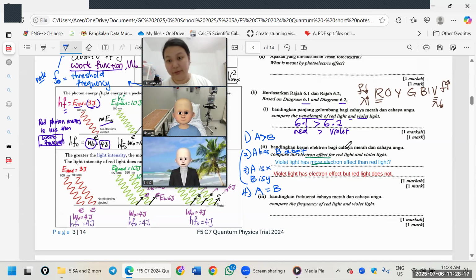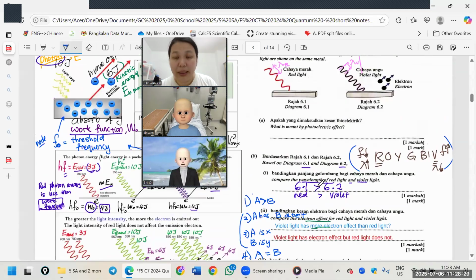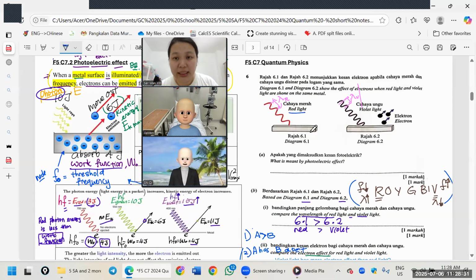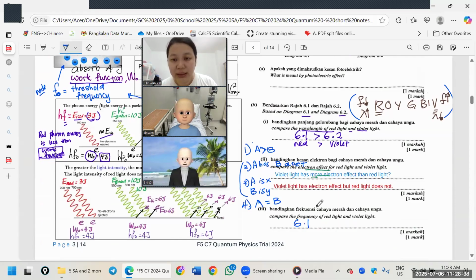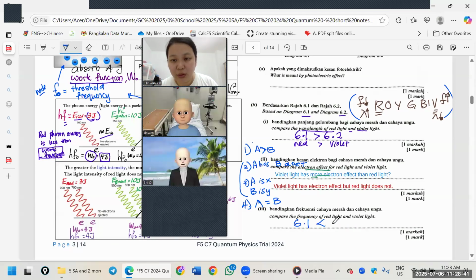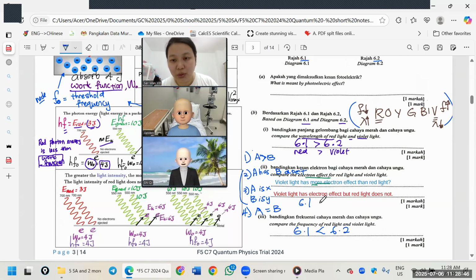Okay, now compare the frequency of red light and violet light. That's why you need to memorize this. So we say 6.1, 6.2. By the way, since they give red in 6.1 and violet in 6.2, you can use red and violet too. But the frequency, of course, 6.1 is lesser than 6.2. So we say 6.1 has, while 6.2 doesn't.